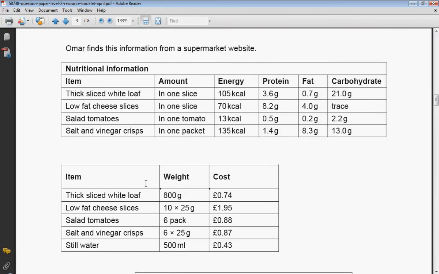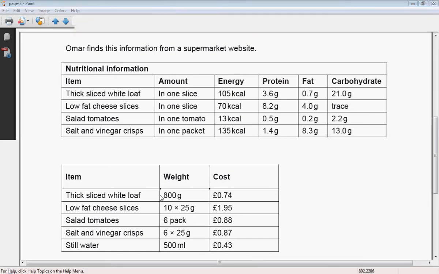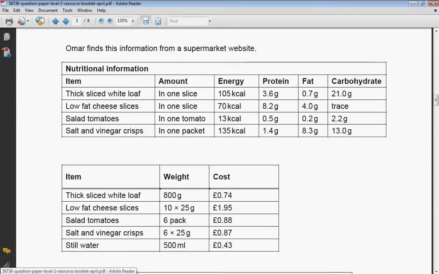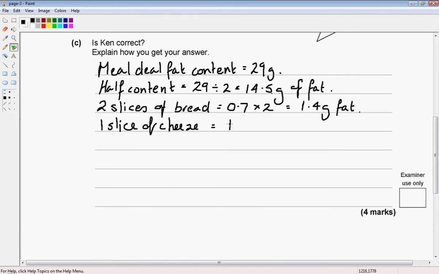Now if we go back, now he's going to use low fat cheese slices, so we'll assume that he's only going to use 1 slice. So if he only uses 1 slice, this would be 4 grams of fat. So 1 slice of cheese equals, let's just pop back, 4 grams of fat.